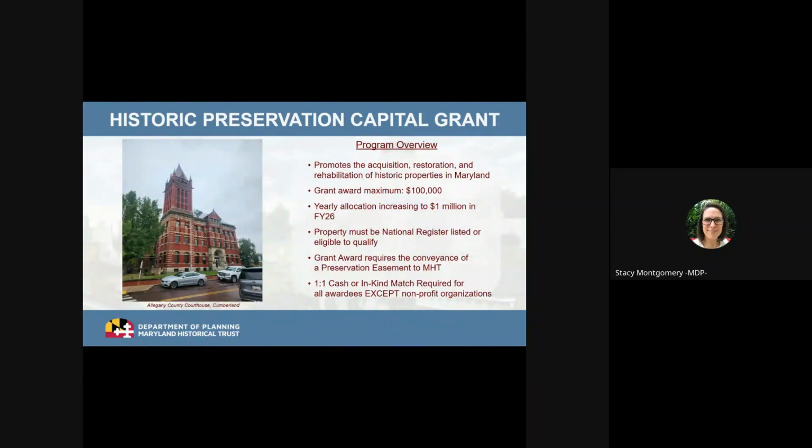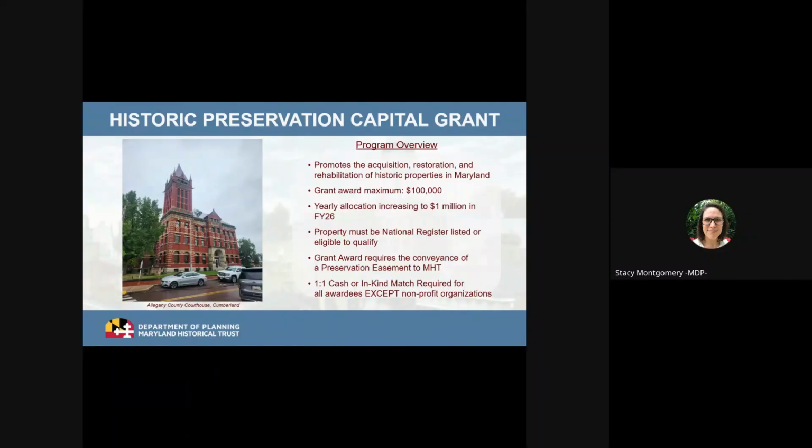So the Preservation Capital Grant Program promotes the acquisition, restoration, and rehabilitation of historic properties in Maryland. Eligible properties are limited to those that are listed on or determined eligible for the National Register of Historic Places, either individually or as a contributing structure within a historic district. The program's annual allocation was just increased to $1 million to fund projects across the state. The maximum individual award is capped at $100,000.